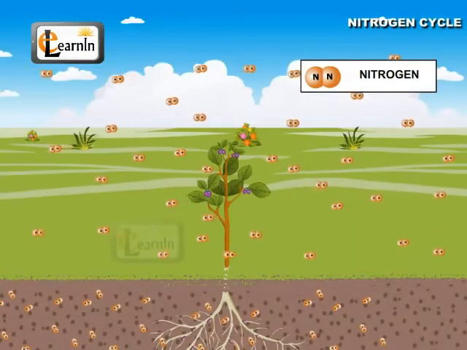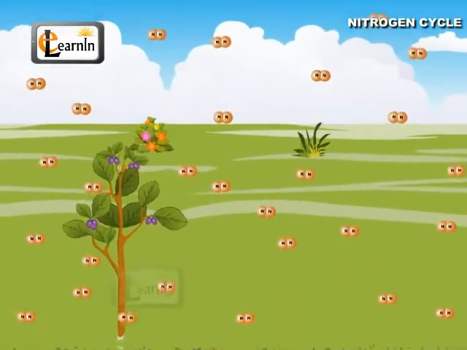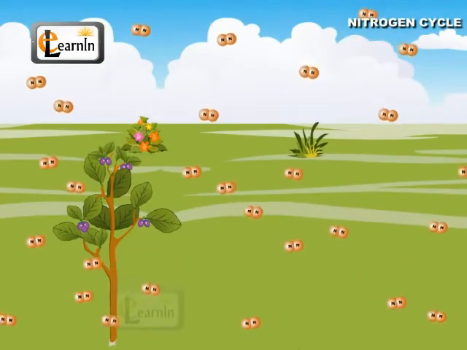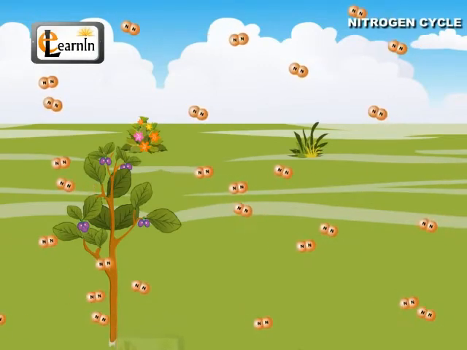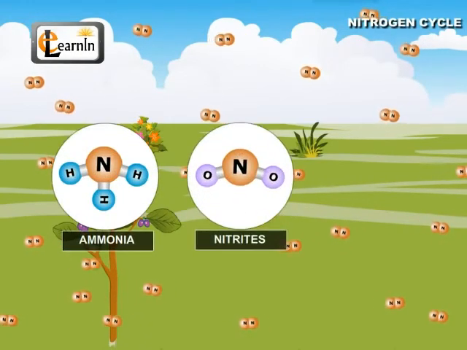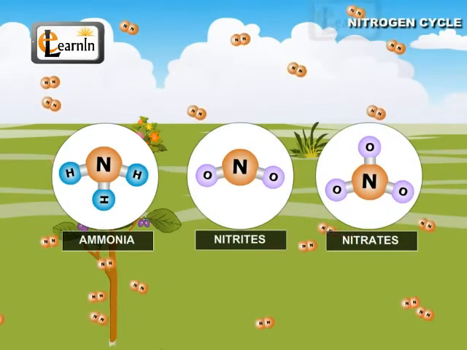Air has large amounts of nitrogen in its elemental form, but plants cannot use nitrogen in its elemental form. So, nitrogen should be converted to nitrogen-containing compounds such as ammonia, nitrites, and nitrates in order to be used by the plants.